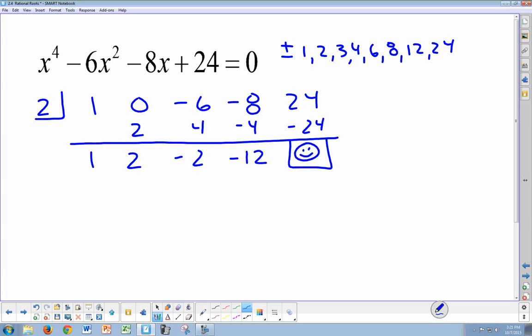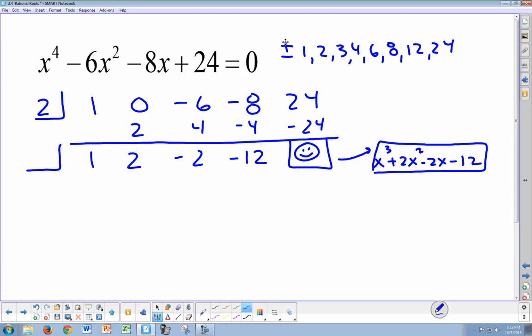And we know we like that because now we see that we have this cubic. So on the side, I'm going to write the cubic that we have, x cubed plus 2x squared minus 2x minus 12. And that's the answer, or the quotient, when we divide by that x minus 2. But I'm going to keep right on working here and see if we can find other values that might work.